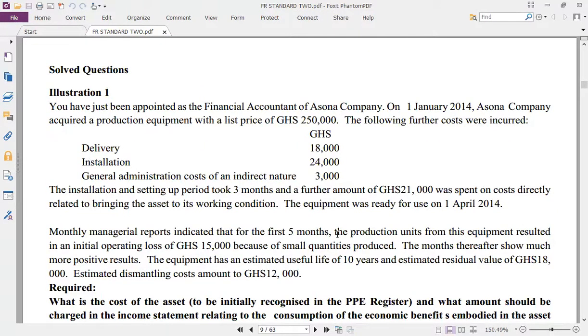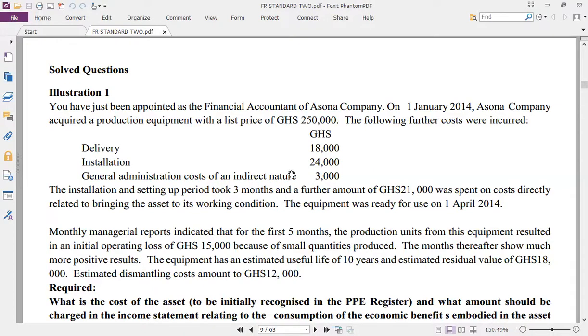So let's see. Let's read the requirement. What is the cost of the asset to be initially recognized in the PPE register? And what amount should be charged in the income statement relating to the consumption of the economic benefits? So here they're just talking about the cost and then depreciation. The consumption of economic benefit is what? Depreciation. That is the consumption of economic benefit. Good.